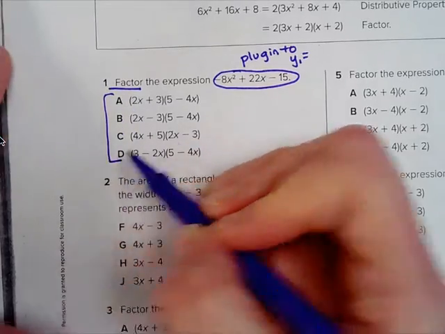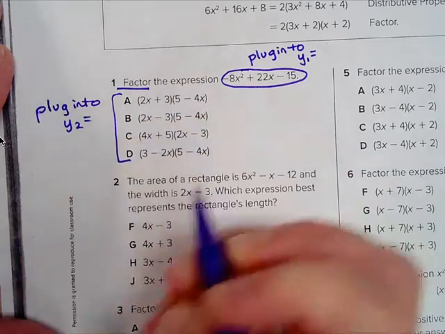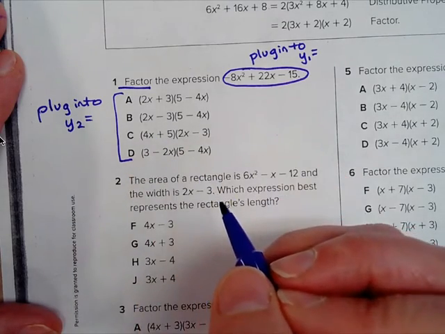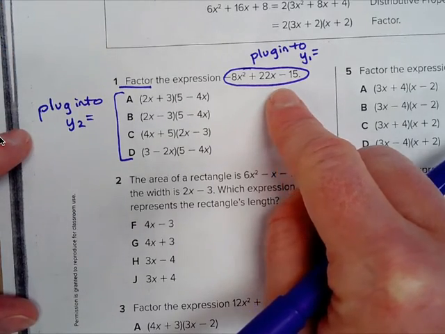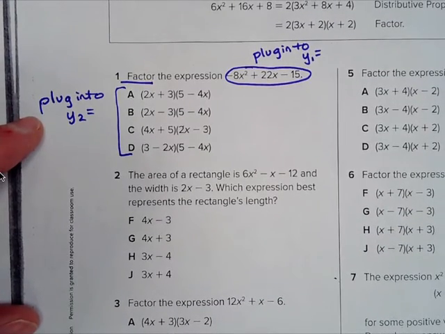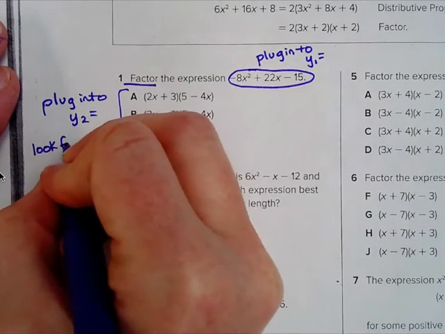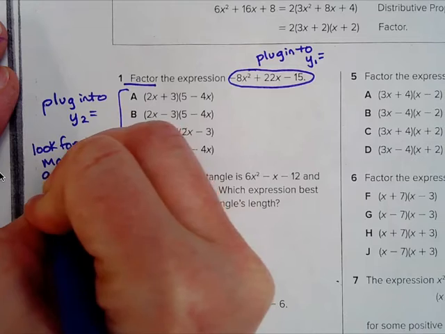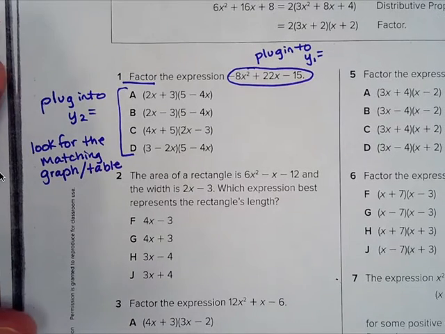Then you're going to plug in your answer choices to y2 equals, one at a time. Write down the instructions, please. You're going to plug this into y1 equals. Plug in your answer choices into y2. And then you want to look for the matching graph or table, whichever one you want to look at. And that'll be your answer.